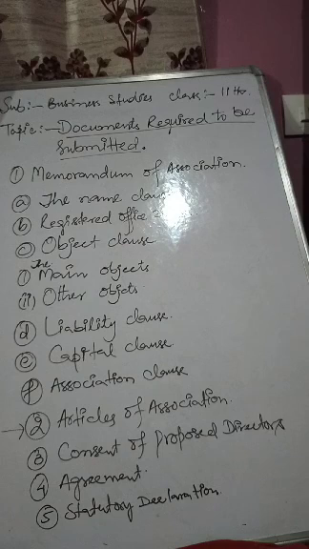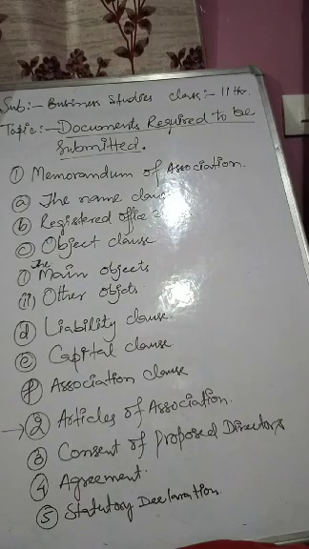Second one, other objectives. This subclause includes those objectives which are not included in the main objectives. A company has to pass either a special resolution or an ordinary resolution and get central government's approval for same if it wishes to initiate any business included in this subclause.